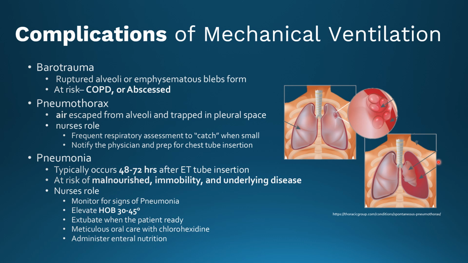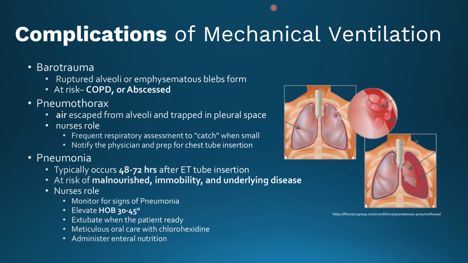Next complication is pneumonia. So these typically occur 48 to 72 hours after an endotracheal tube insertion. Patients who are most at risk are patients who are malnourished, are immobile, or who have underlying diseases. So these underlying diseases could be organ failure, or being on an immunosuppressant.